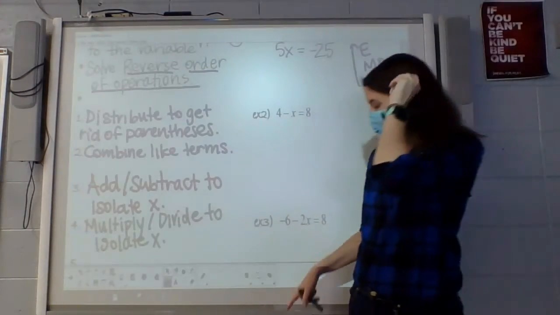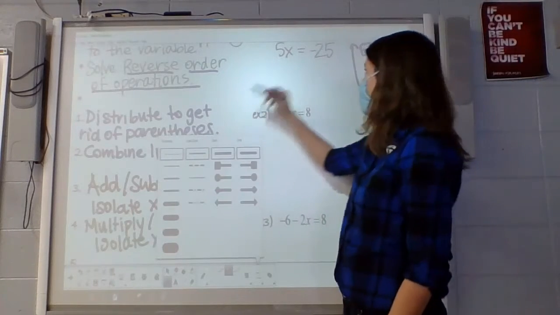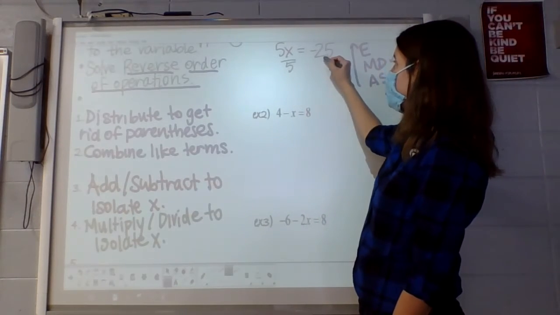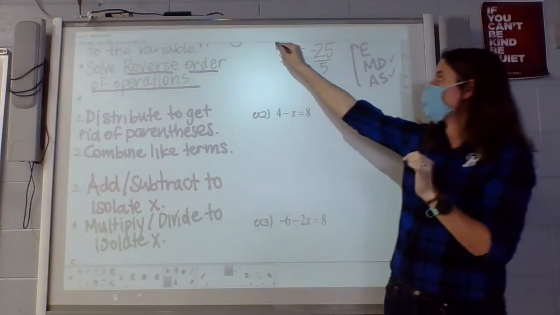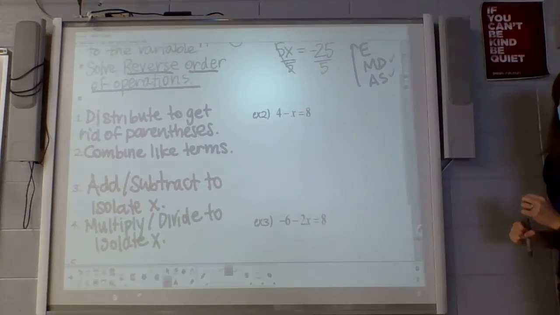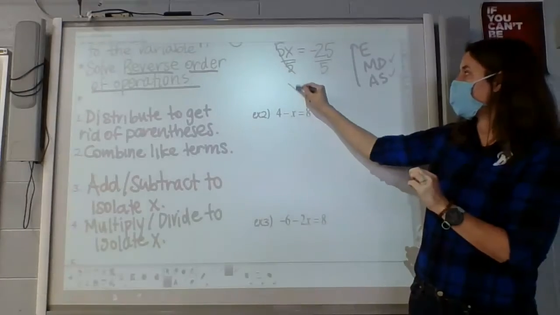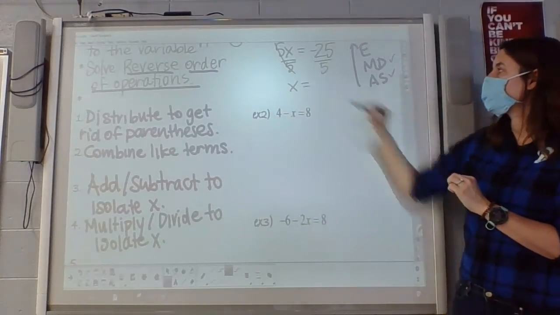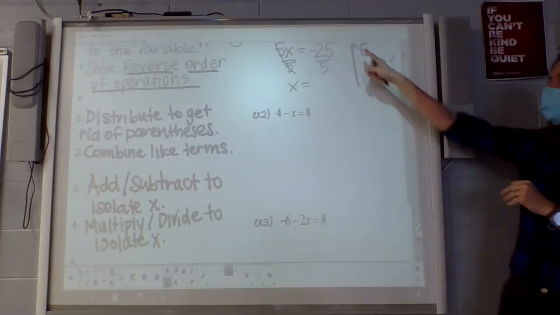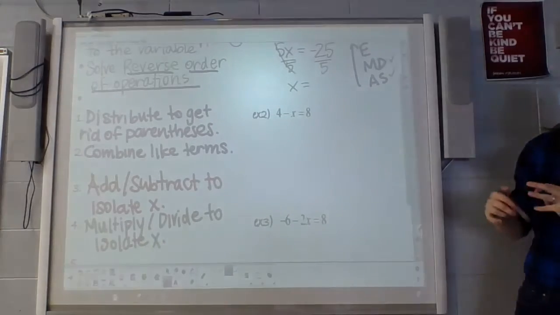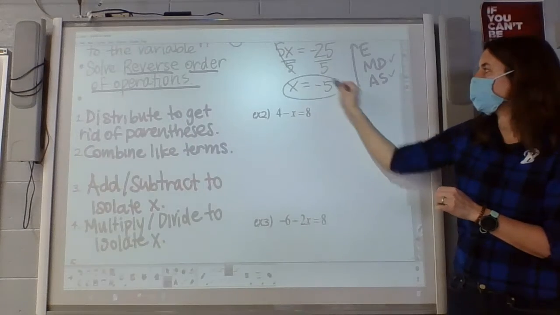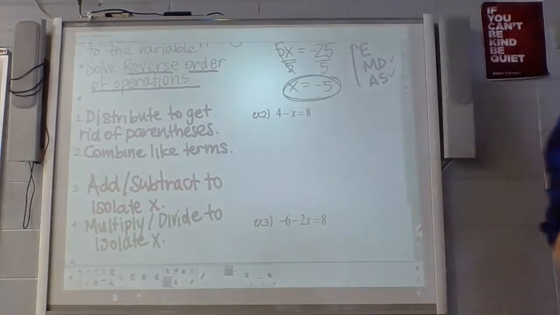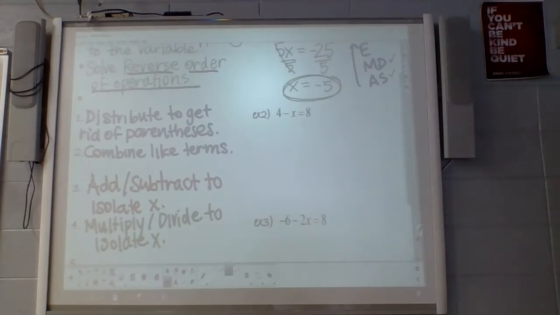Just like we did in the first warm-up question, now we're going to divide each of these sides by 5. Whatever I do to the one side, I have to do the other. And the 5 over 5 gets to cancel. So I'll just have an x there. So negative 25 over 5 is going to be negative 5. Now we have our x alone, so we have our answer.